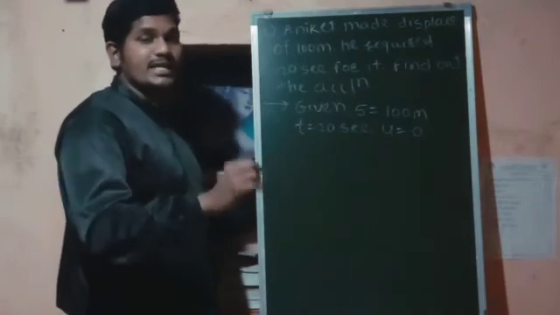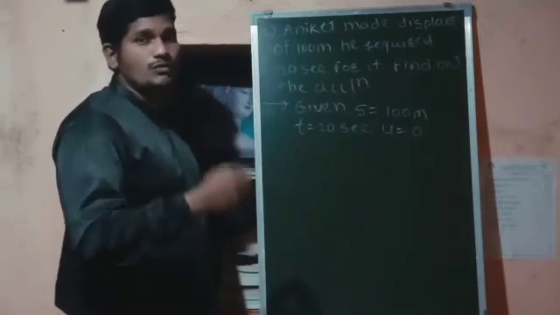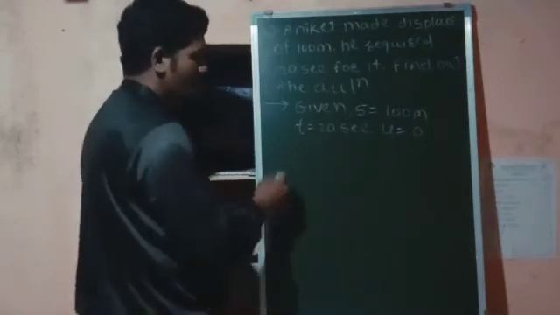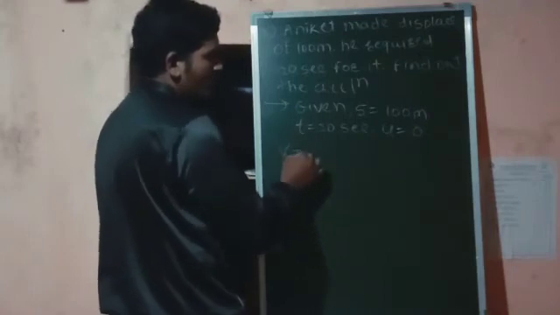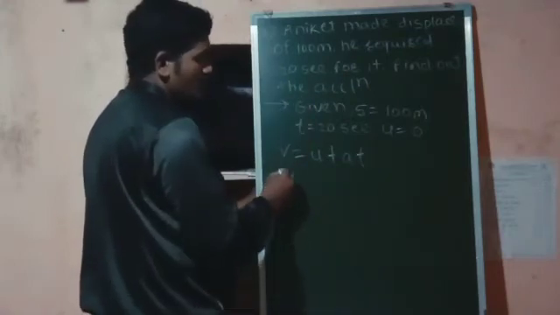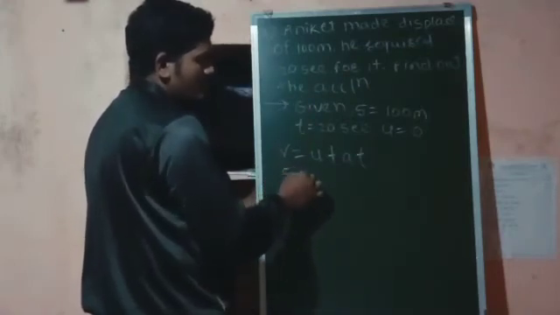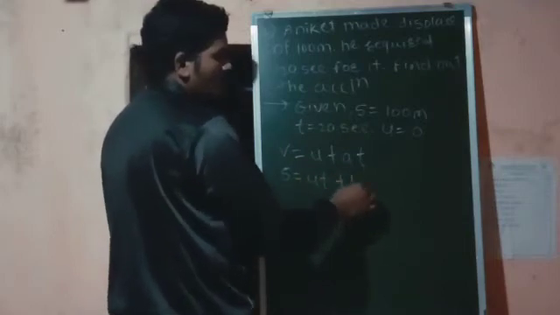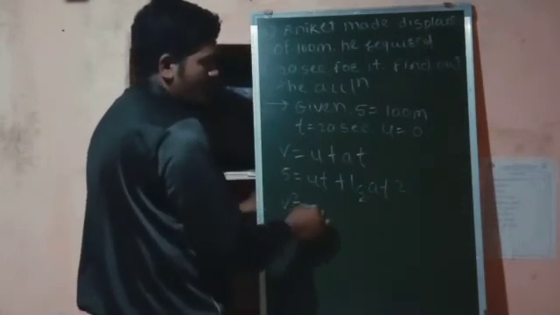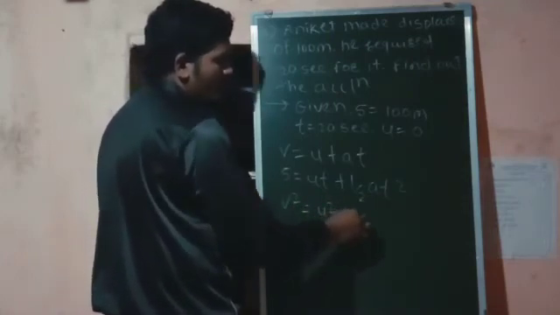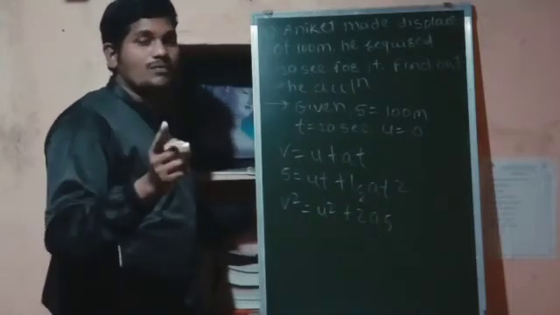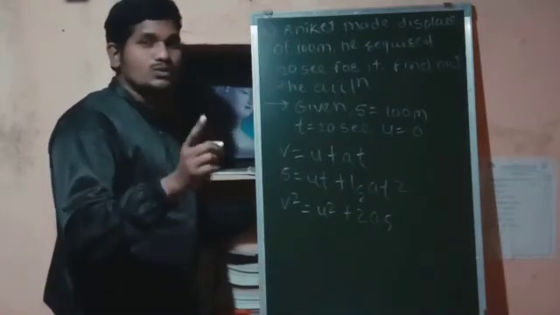Now again I will tell you how we can choose the formula. First of all I will write the 3 formulas so you will understand very easily. First formula is v is equal to u plus at. This is our first equation of motion. Second one is s is equal to ut plus half at square. And third one is v square is equal to u square plus 2as. So these are the 3 formulas out of which we are going to choose only one.